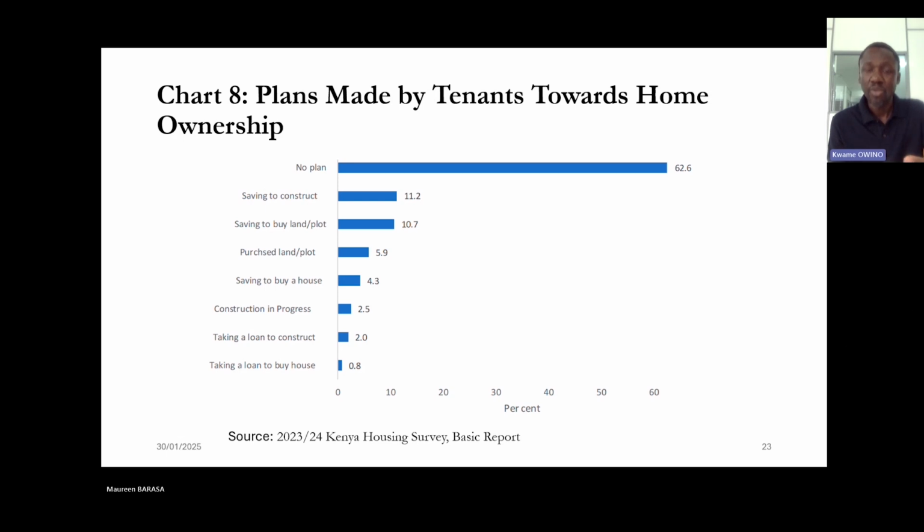And if somebody doesn't want to buy, I think that part of the no plan is predicated majorly by an economic factor, which is basically, if I don't have money yet, why should I plan to buy? That's one. Two, some people prefer to rent.